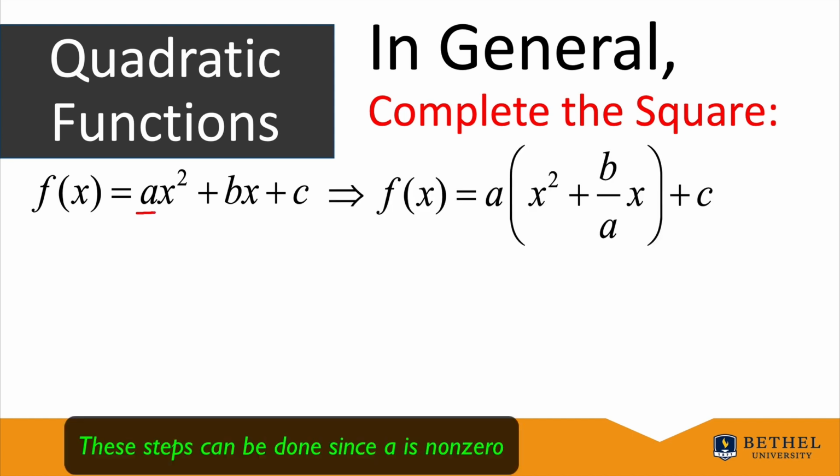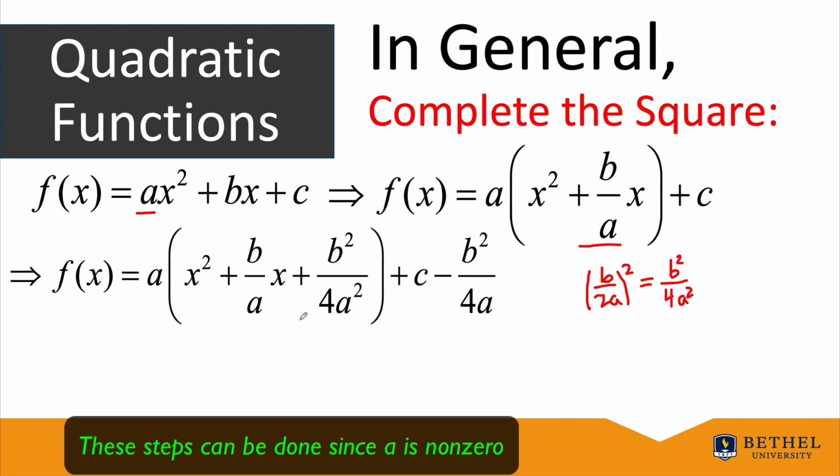Factor it out to see that f of x can be written as a times the quantity x squared plus b over a times x, then plus c. Now do the same thing as before. Take the coefficient of x inside the parentheses, b over a, divide it by 2 to get b over 2a, then square that fraction to get b squared over 4a squared before adding that expression inside the parentheses.